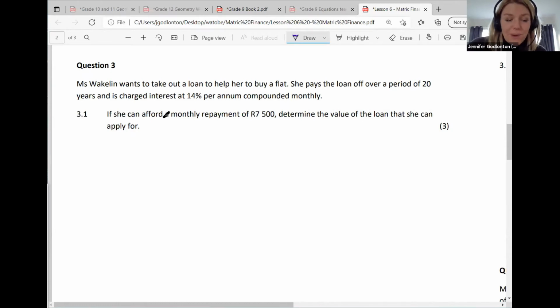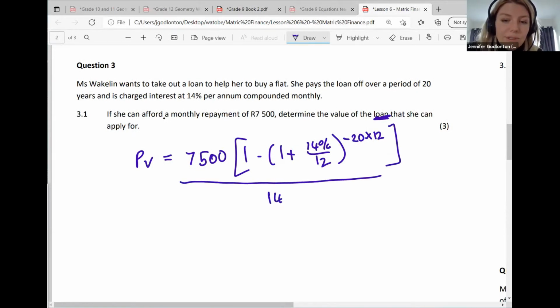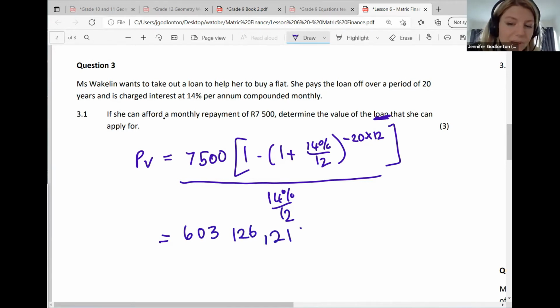Okay. So I can see it. So I'm going to go through this one quite quickly because I can see that we're getting where we need to go to. Because it's a loan and there's monthly payments, we know it's a present value annuity. So we're trying to find what that loan amount would be. She's making payments of 7,500 Rand. We've got 1 minus 1 plus 14% compounded monthly to the power of, you could write negative 20 times 12, or you could work out what that actually is, all over your interest rate of 14% over 12. And you should get a value of 603,126. And then on your calculator, it would be comma 215. And that 5 is going to make this decimal comma 2, 2.